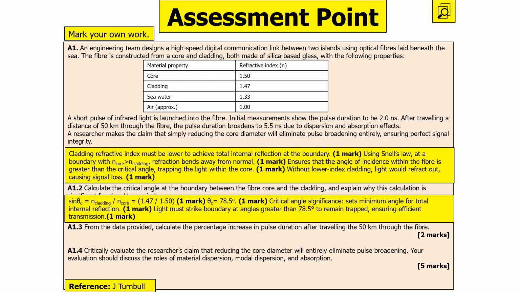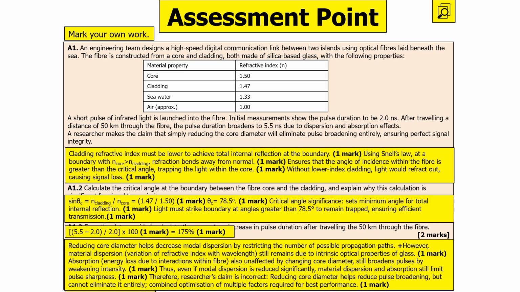Now we know sine critical angle is equal to n cladding over n core. So you work it through to be 78.5 degrees. Now the critical angle is significant as it is the minimum angle for total internal reflection. So light must strike the boundaries at angles greater than 78.5 degrees to remain trapped, ensuring efficient transmission. Now the percentage decrease is going to be (5.5 minus 2) over 2 times 100, which is 175%.